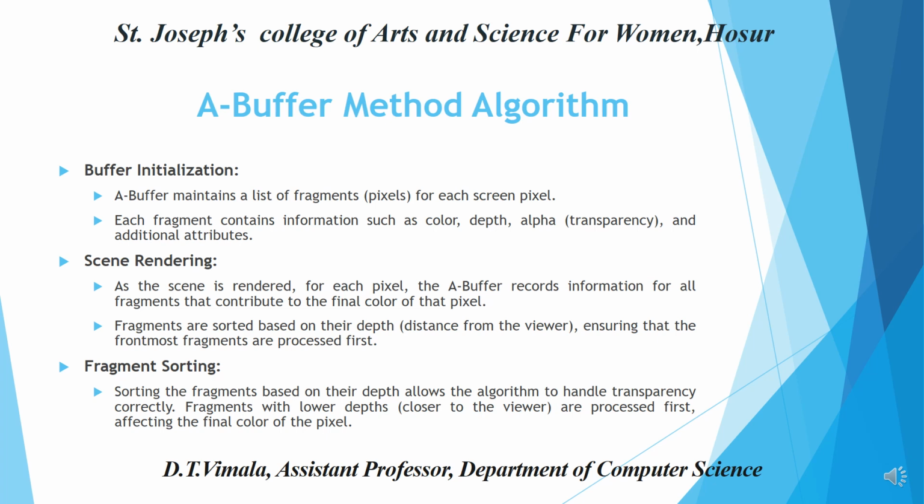The fragments are stored based on their depth, distance from the viewer, ensuring that the frontmost fragments are processed first. Fragment sorting. Sorting the fragments based on their depth allows the algorithm to handle transparency correctly. Fragments with a lower depth, that is, closer to the viewer, are processed first, which affects the final color of the pixel. These are the steps in the A buffer method algorithm.